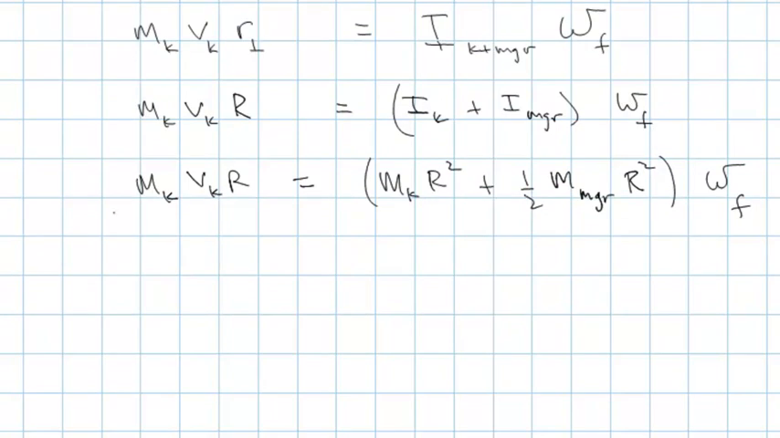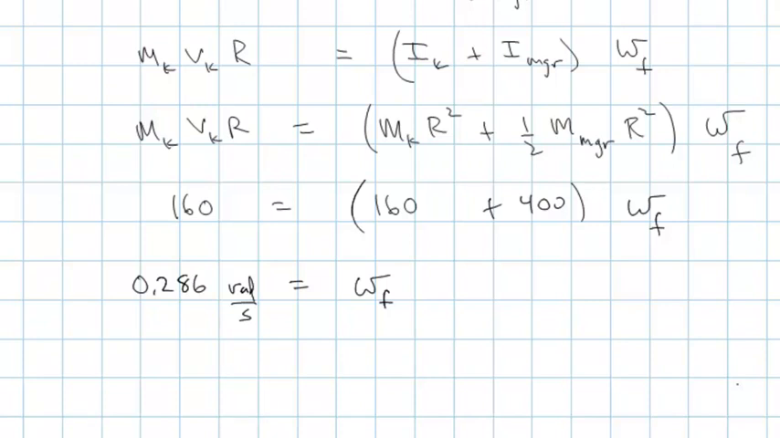Now we can plug in some numbers and solve for omega final. So when I plug in the numbers, I get 0.286 radians per second for the final angular speed of the merry-go-round plus kid system.